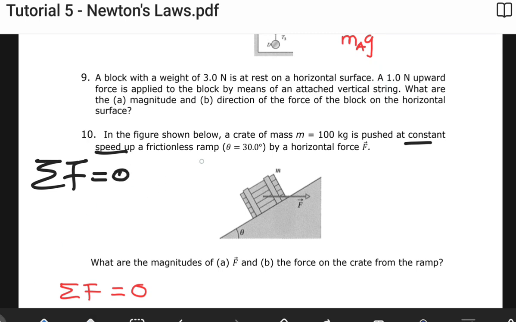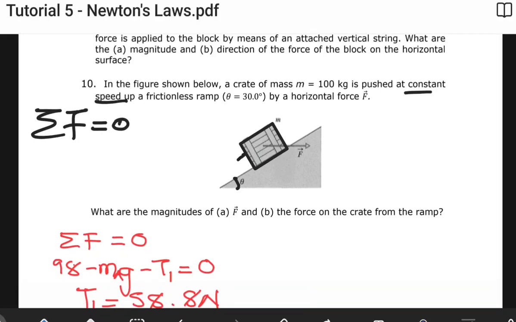So what else? Frictionless ramp. So friction is not being exerted here. Theta is equal to 30 degrees. So where is theta? Theta is here, 30 degrees. So we know what that means. First we start with the free body diagram. I'll trace around this block, and then next I'll show my forces.